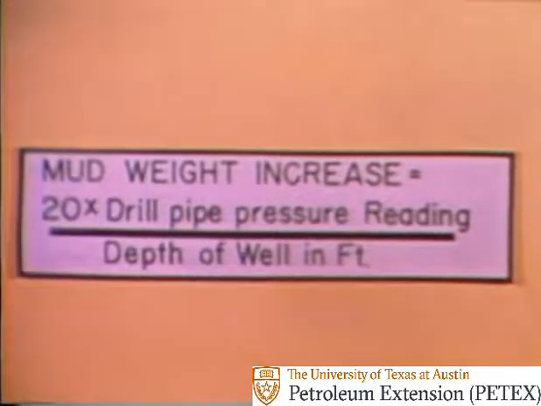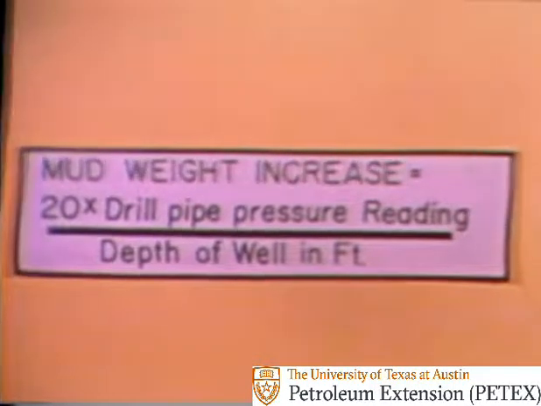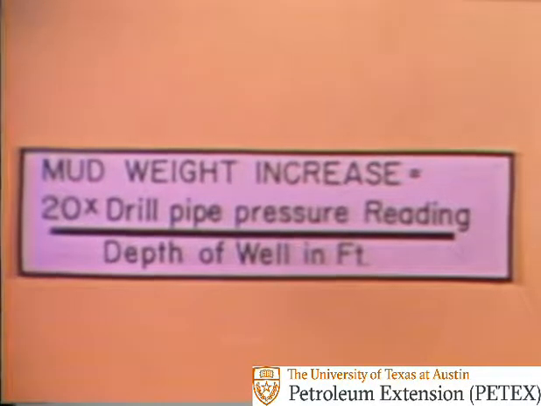The formula used to calculate the needed mud weight increase is 20 times the drill pipe pressure reading divided by the depth of the well in feet. The factor, 20, is actually 19.25, but 20 is used for convenience in doing a quick calculation.